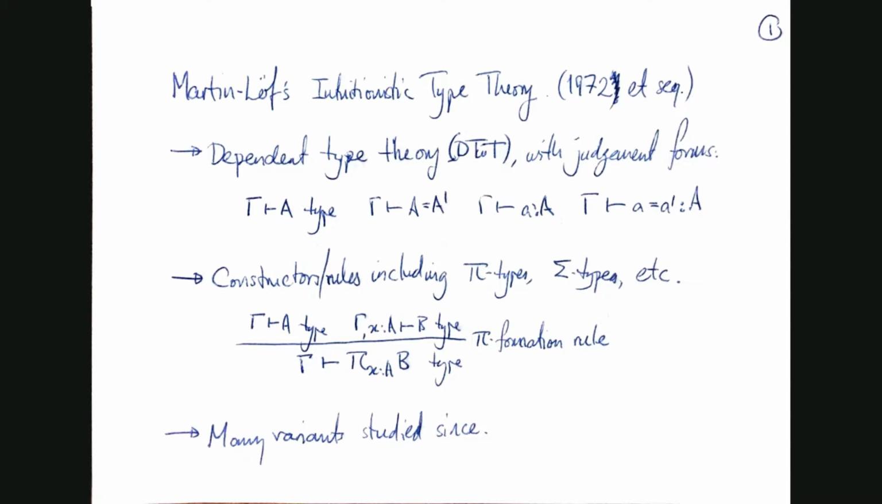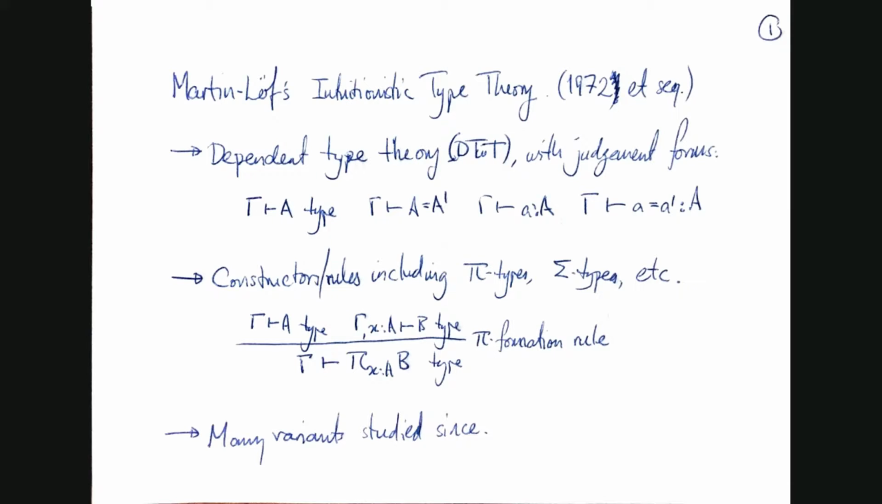Specifically, it has four judgment forms. It has a notion of contexts, and over those your judgment forms are types, type equalities, elements of types, and equalities between elements of types. And then over those, it's got various different logical constructors and rules. The original version had a specific combination of a few things. It had dependent products, it had dependent sums, it had identity types, and it had a universe, and a few other things. And then lots of variants have been studied since.